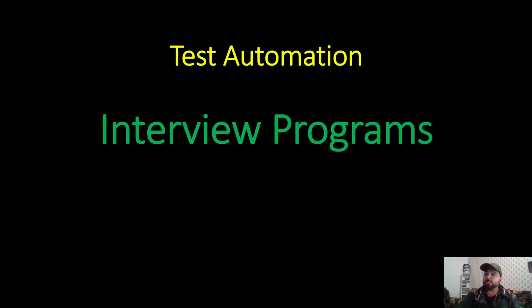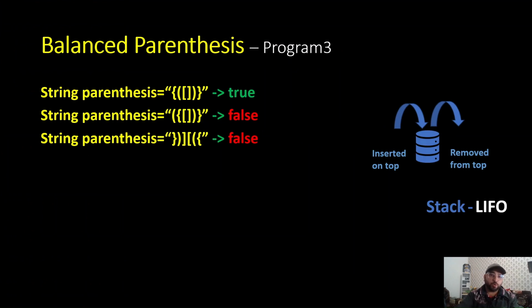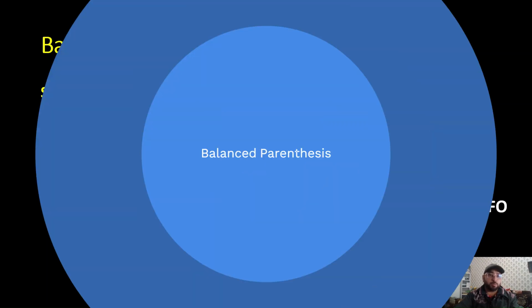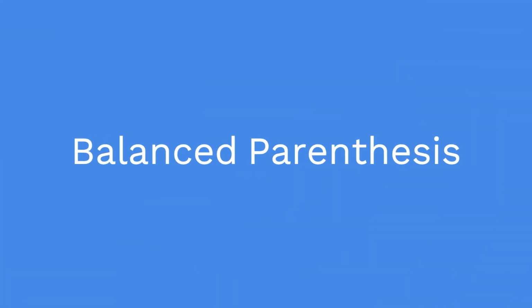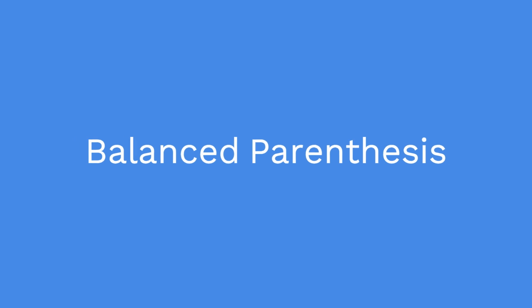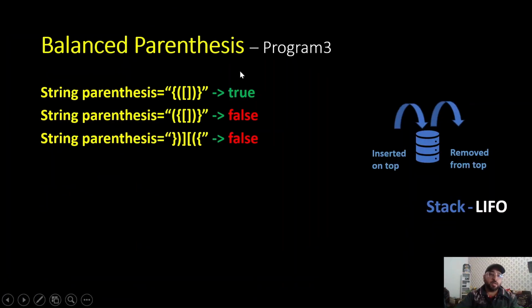This is Prince. Today, as part of our interview programs, the Test Automation Engineers series, let us discuss our third program. Let us try to understand the problem statement. We need to find out the balanced parenthesis. This is one of the most widely asked interview questions in the market and is very tricky as well, right? We will have one string containing multiple open and close braces. We need to verify whether these are balanced parentheses or not. So what do we mean by balanced parentheses? Let us try to understand.